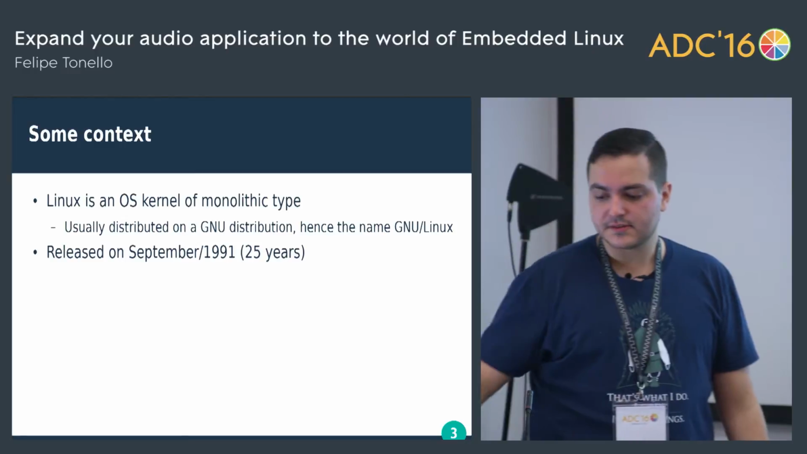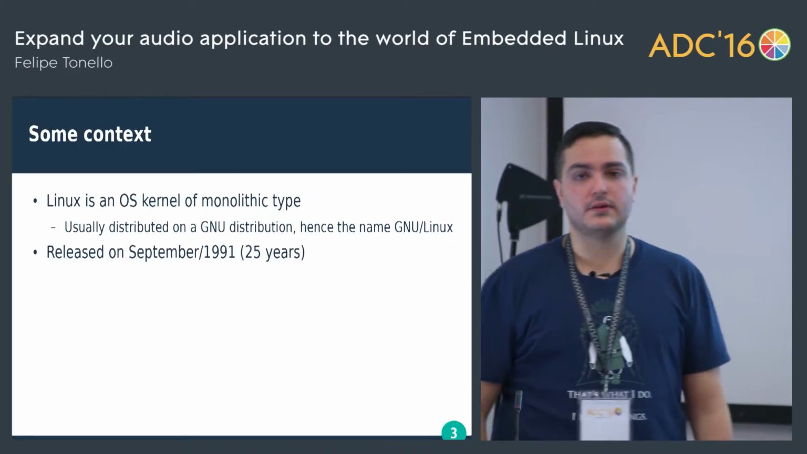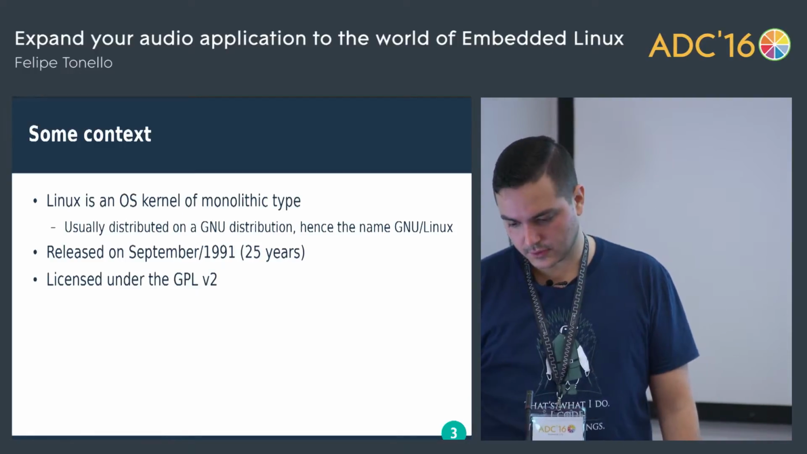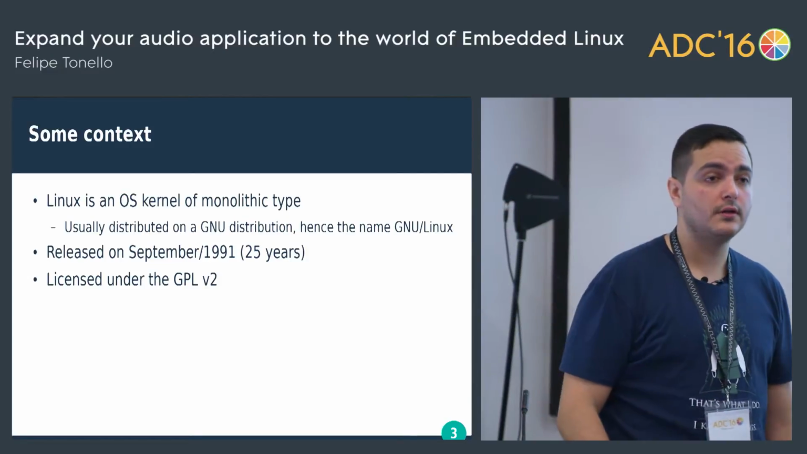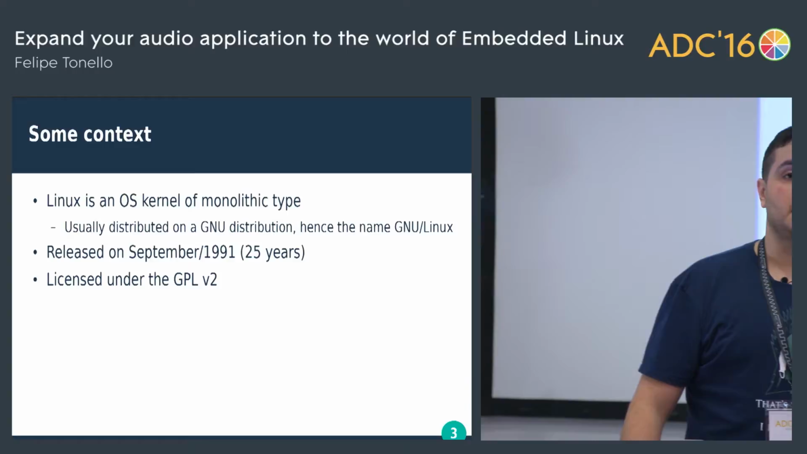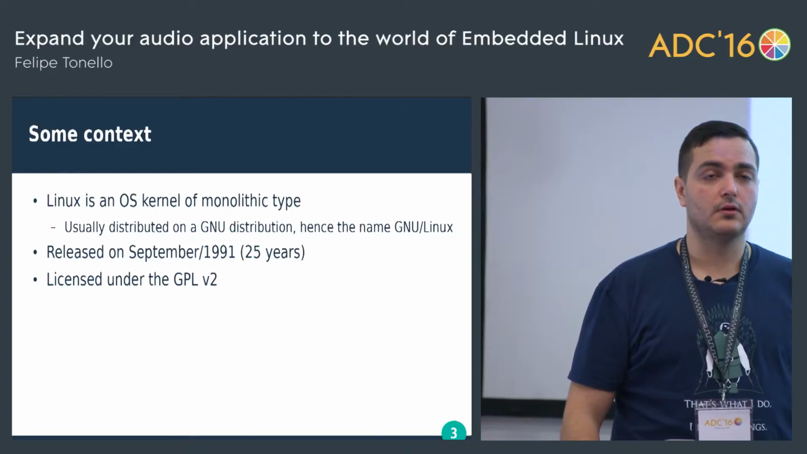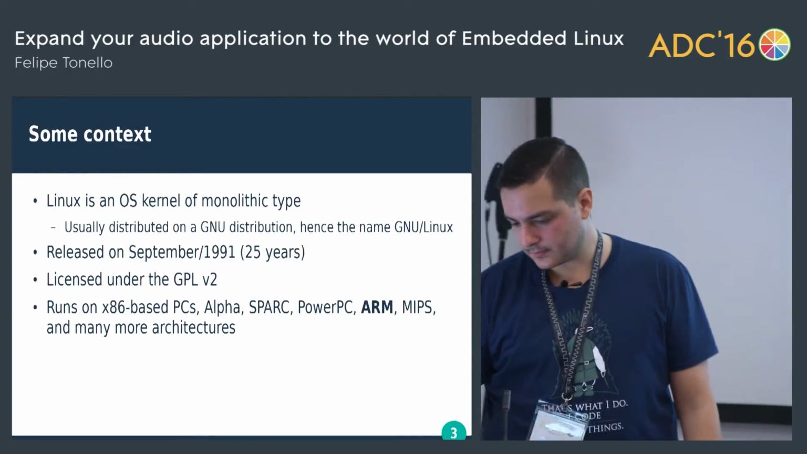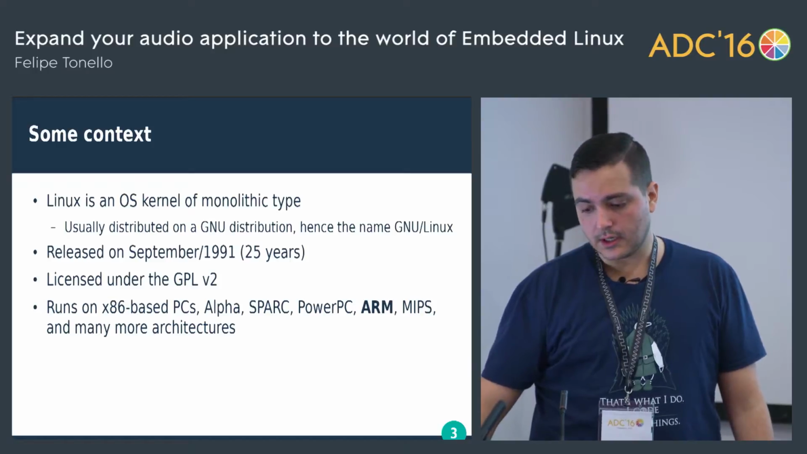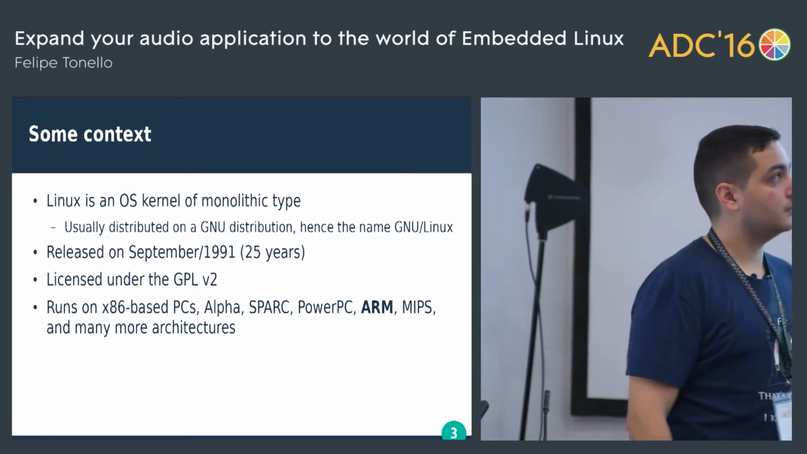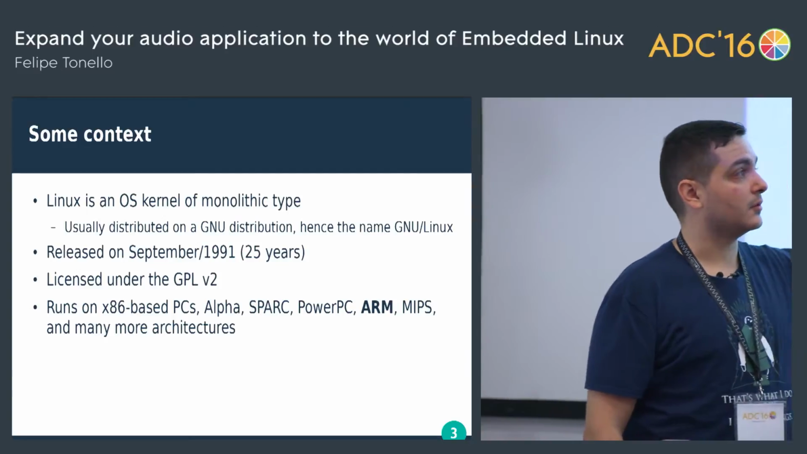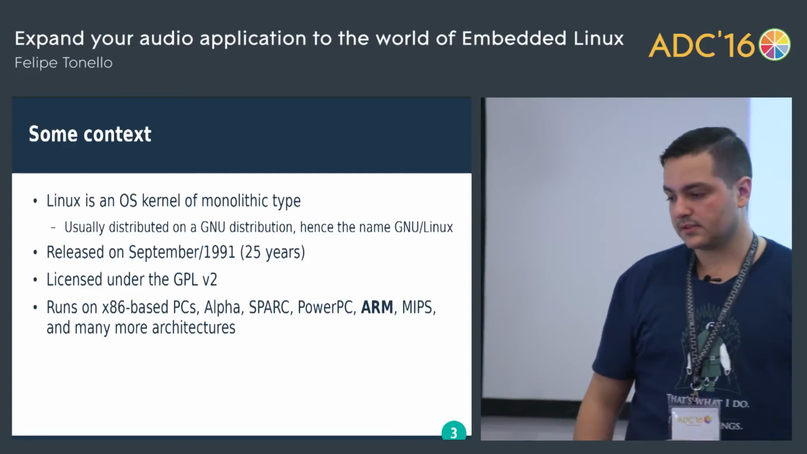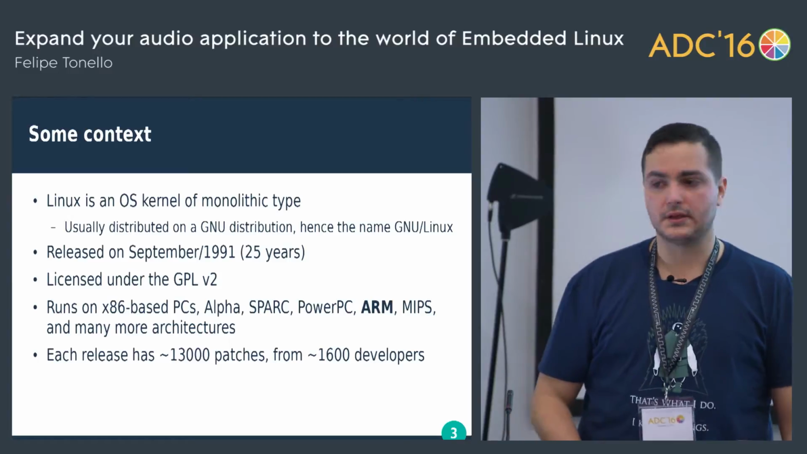It was released in September 1991. It's been 25 years, so it's quite mature. It's licensed under the GPL v2, so it's free as in beer and as in freedom, so it's free and open source software. That's great. It runs on many architectures and platforms. Of all these platforms, we're going to focus on ARM though, because that's what's most commonly used on embedded systems.